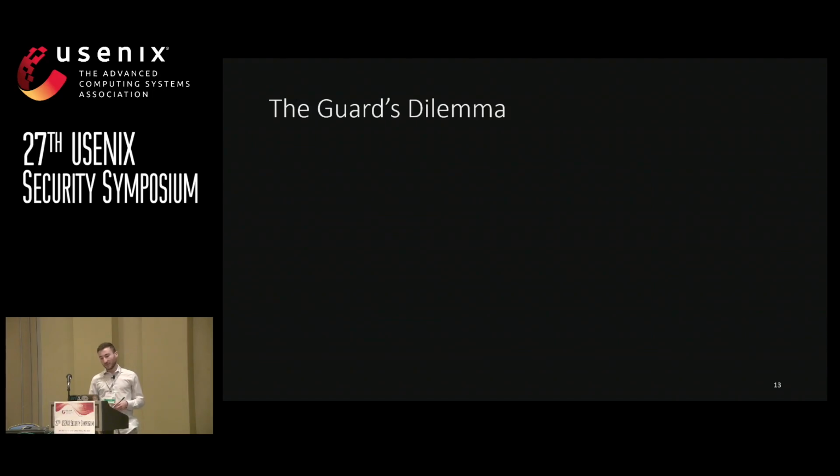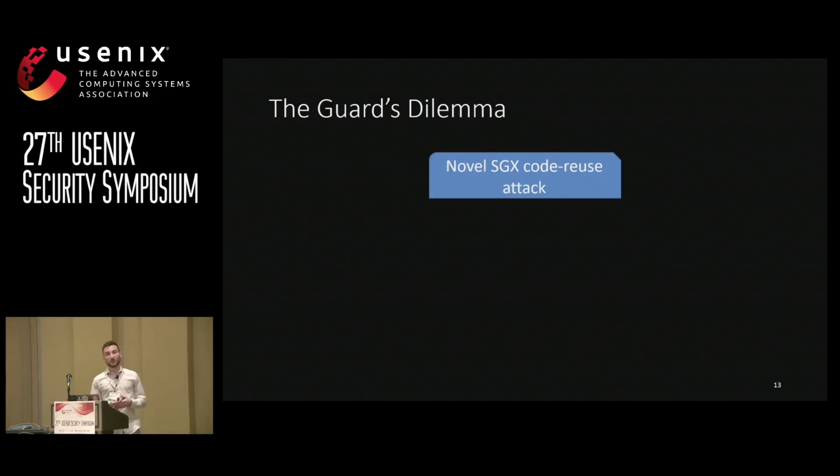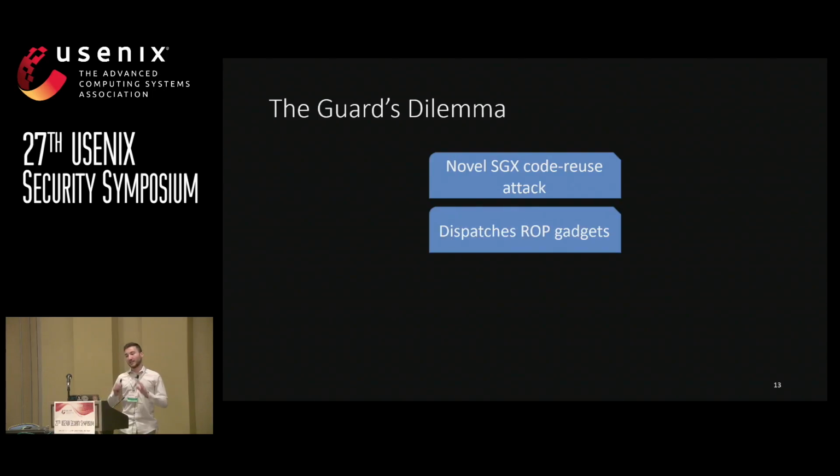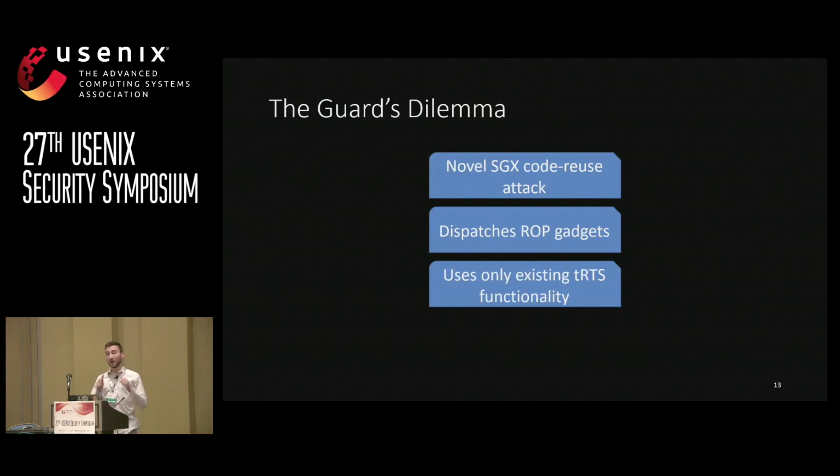So now I can finally explain what our attack is. First of all, it's a novel code reuse attack on SGX. So just a new way to combine gadgets into a chain. It reuses ROP gadgets, so we do not define a new kind of gadget. We use a gadget class that's already there. There's tooling to find it. But the most important thing is that it only uses the existing TRTS functionality to achieve this.